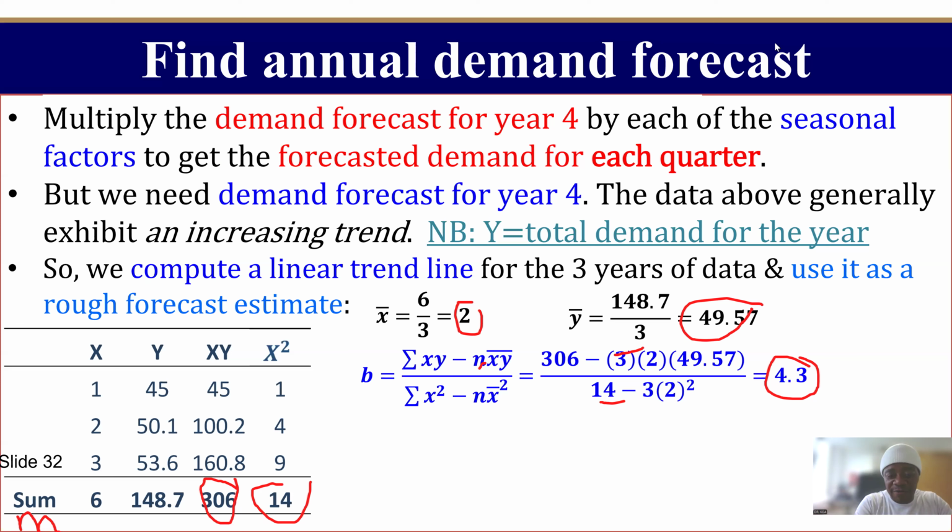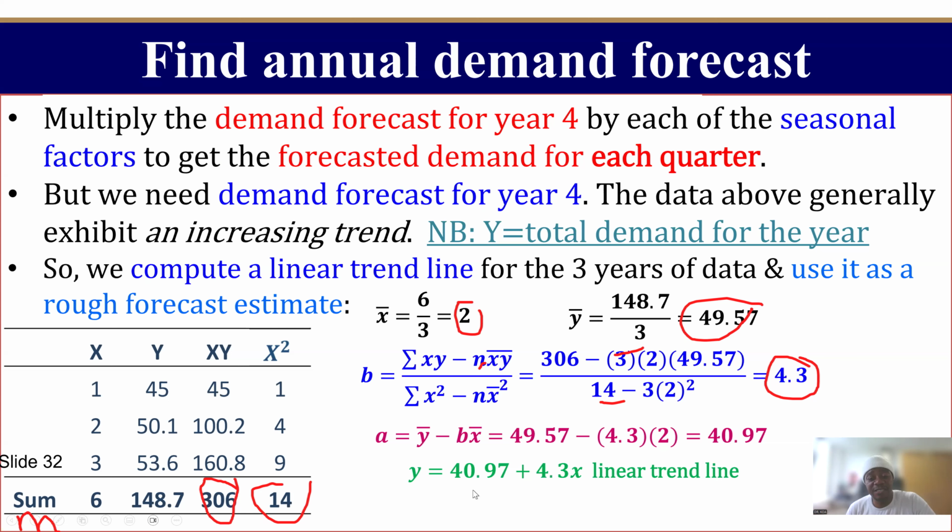Once you get the B value, I'm sure you can get to the A. You remember that the A is the mean of the Y minus the B multiplied by the mean of the X. The mean of the Y is 49 point something, minus the 4.3. You substitute, you get the A to be 40.97. So now that you have the value for A and the value for B, in fact, you can just take this small data set and put it into Excel, and it can generate the same equation. But let's write the equation of the line. The equation of the line is this, and this is the same as the linear trend line.